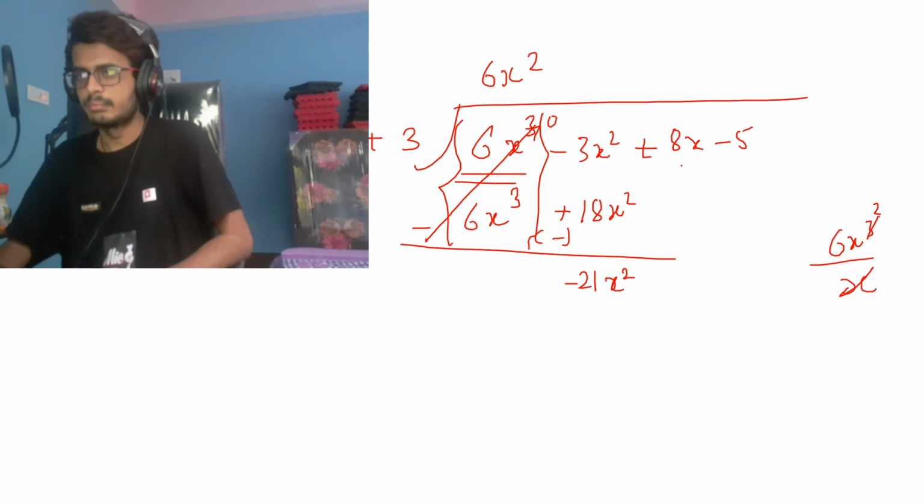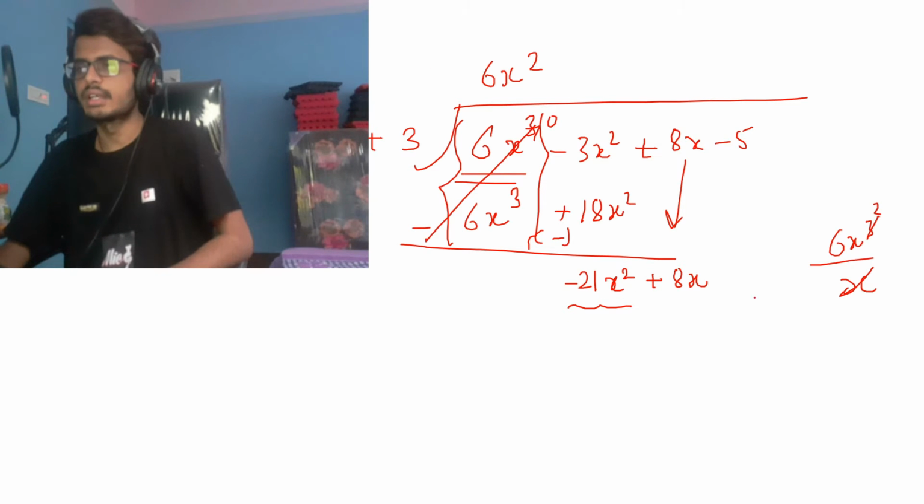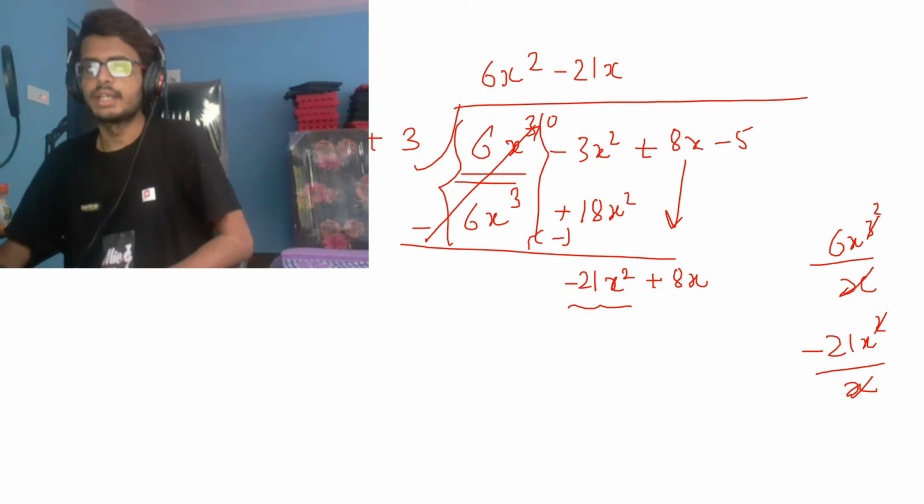Bring the 8x down, plus 8x. Now again you check this variable and this variable. So x multiplied by what will give you minus 21x square? It's basically minus 21x square divided by x. So what value should that be? The x cancels, so it is minus 21x. So minus 21x into x will give you minus 21x square.